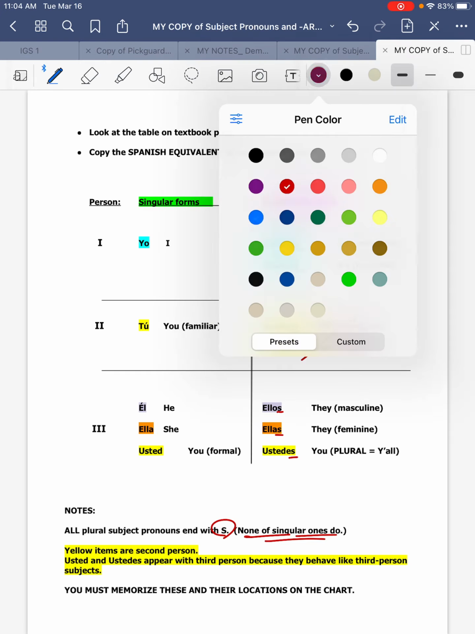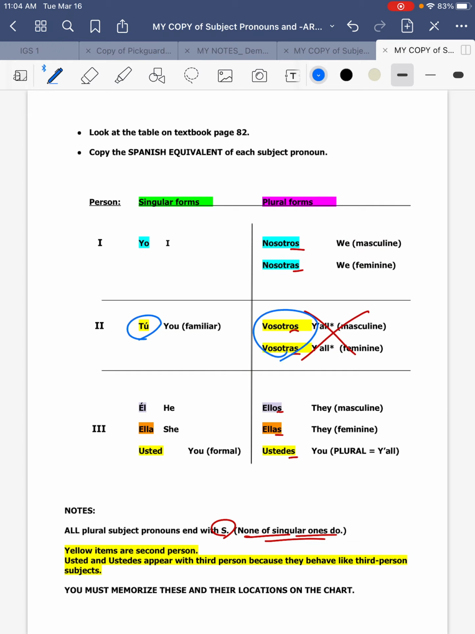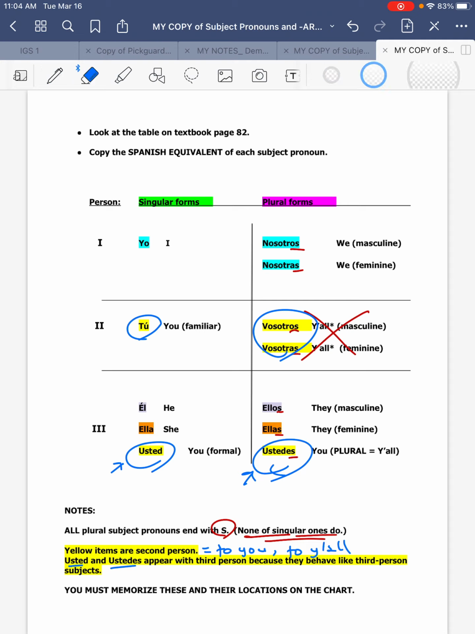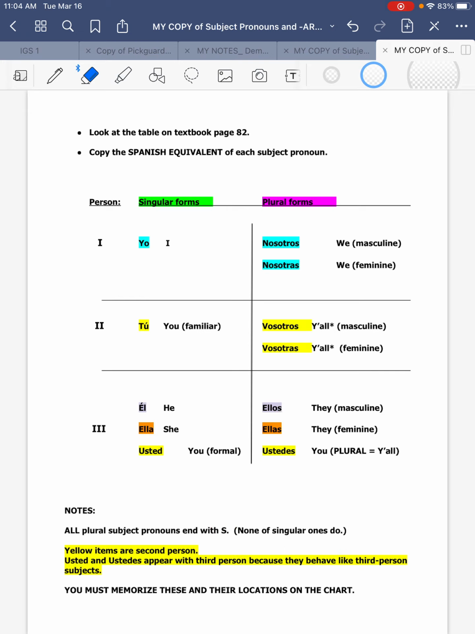Also, just reviewing the ones that are yellow, these are second person, wherever they are on the chart. That means we're talking to you or to y'all, but we do put usted and ustedes down here with the third person because when we conjugate verbs, we're going to see that those behave like third person. Speaking of conjugating verbs, that is where we're heading next.